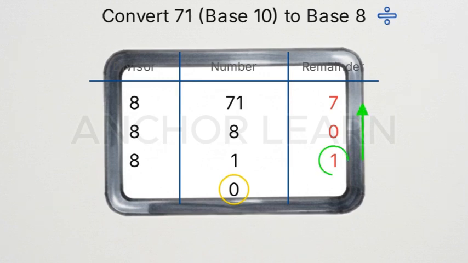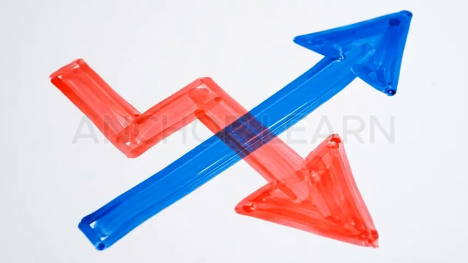Here is the strict rule for whole number conversions. You must compile your remainders reading from the bottom up. That gives us 107, or 107 in base 8. When you divide downwards, you read your remainders from the bottom up.